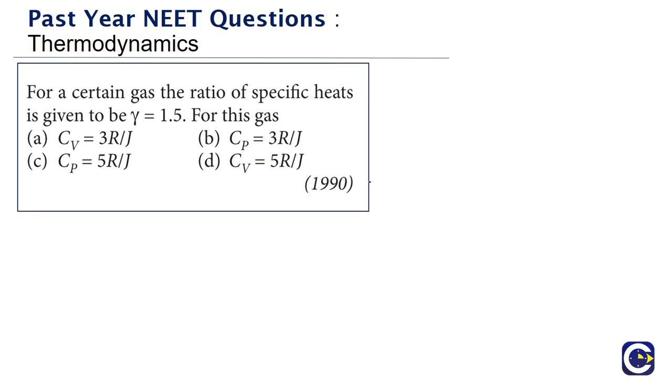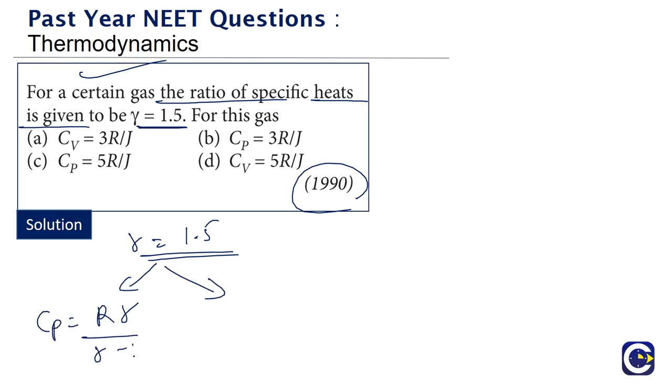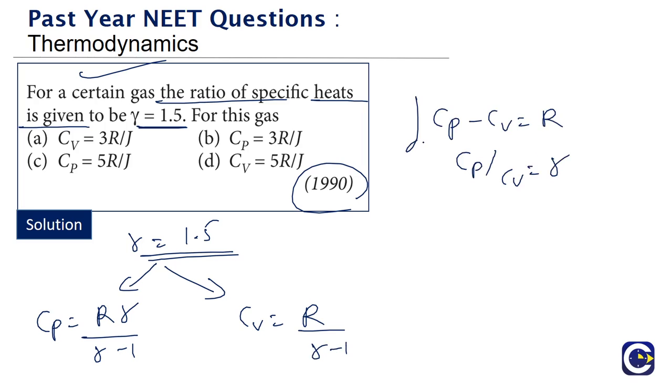Next we have another question based on the Cp and gamma relation. In 1990 this question has come. For a certain gas, the ratio of the specific heats is given by 1.5. It means gamma is equal to 1.5. So we have the relation for Cp and Cv in terms of gamma. Cp will be equal to R gamma by gamma minus 1. These relations are important. Cv will be equal to R by gamma minus 1. These relations basically come from the two equations: Cp minus Cv is equal to R and Cp by Cv is equal to gamma.